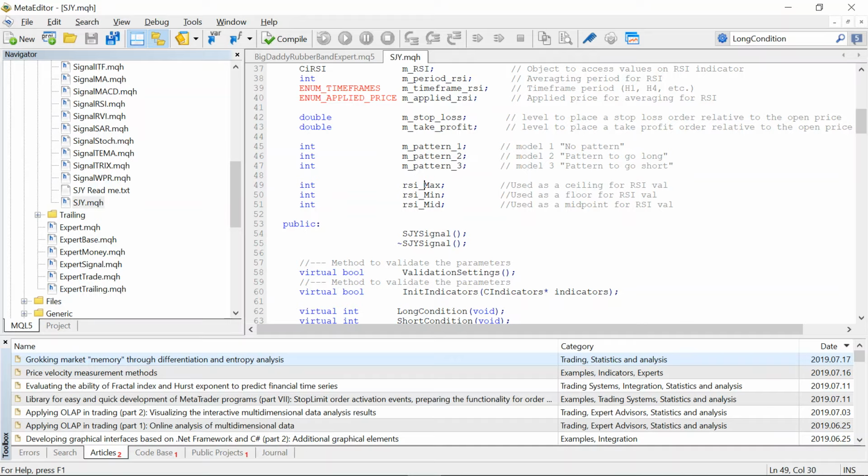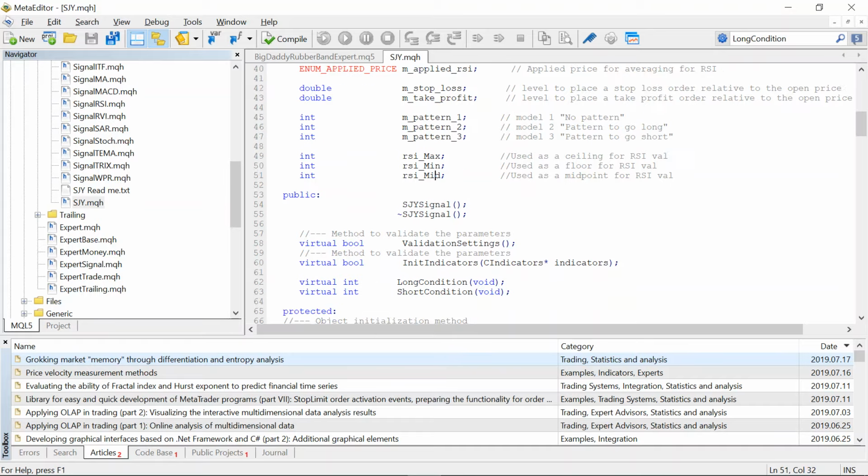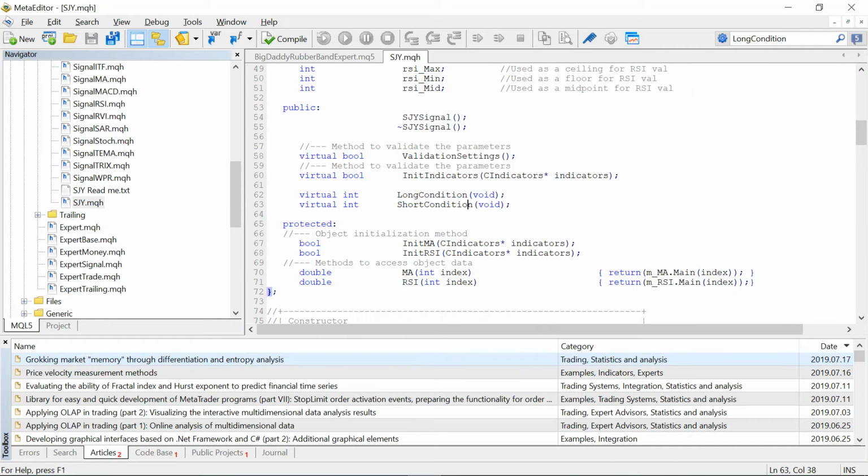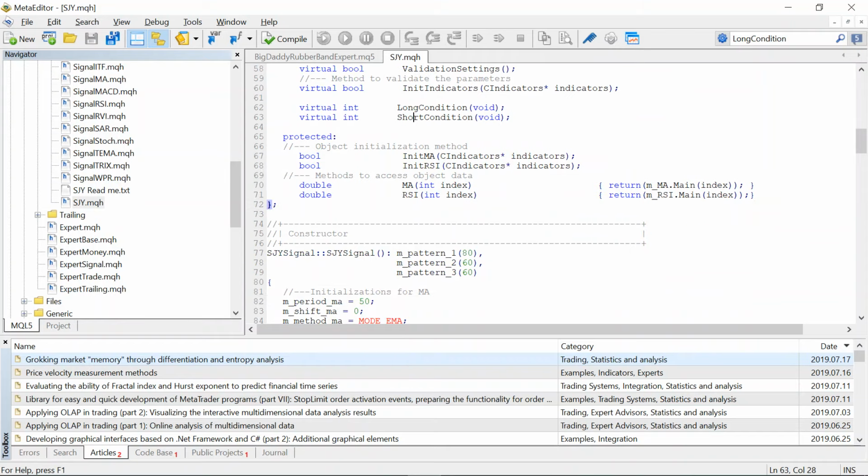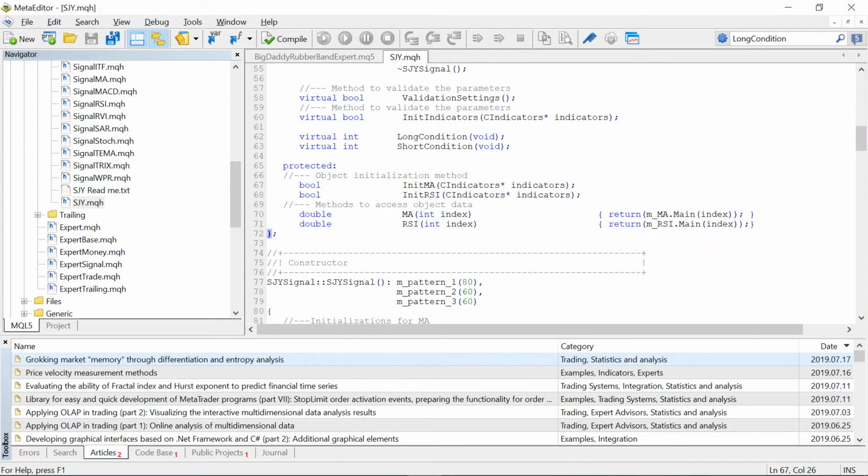These variables right here, RSI max, RSI min, and RSI mid, are used within the algorithm to basically give it a floor and a ceiling, meaning if they pass these values, then you should not open a position. It needs to meet those requirements. So let's continue on. I did overwrite the long condition and short condition initially provided, and these are the object initialization methods for the RSI indicator as well as the moving average indicator, and these are simply methods to access that data.